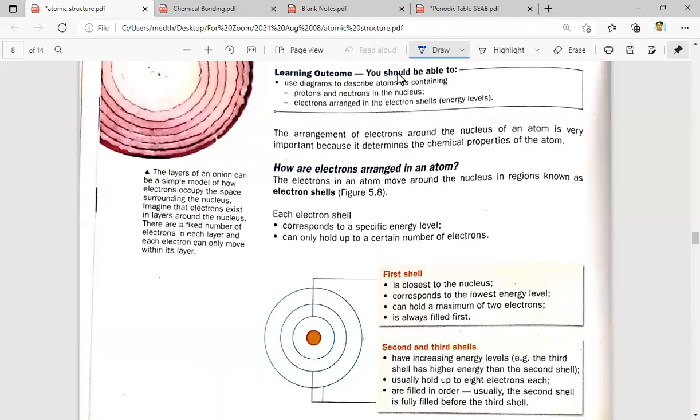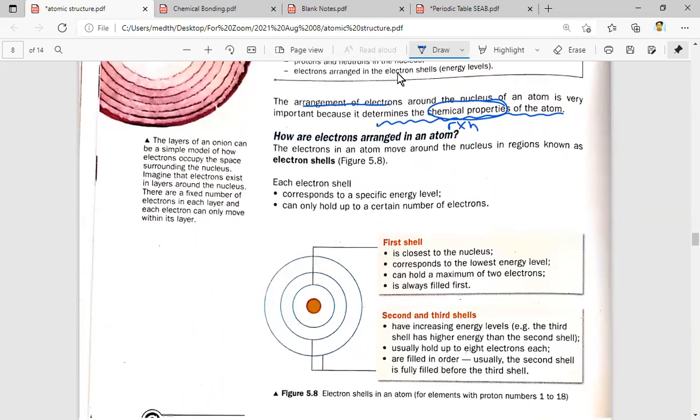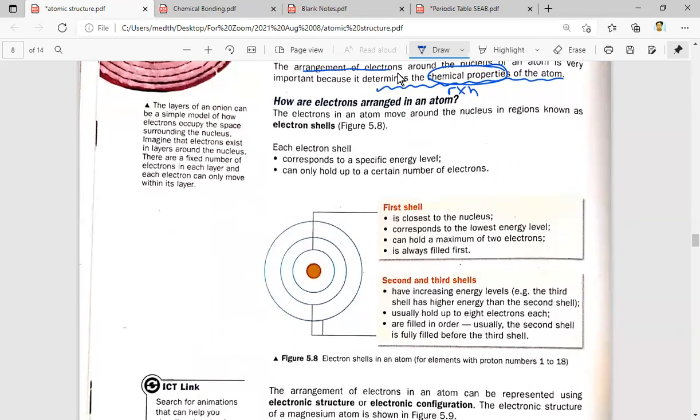Why is it important to know? Knowing the arrangement of electrons will determine the chemical properties of an atom. As mentioned, whenever you see the word chemical properties, you think of reactions. So how the electrons are arranged determines the reactions that the atom will undergo. Now, how are electrons arranged? They are arranged in terms of electron shells.